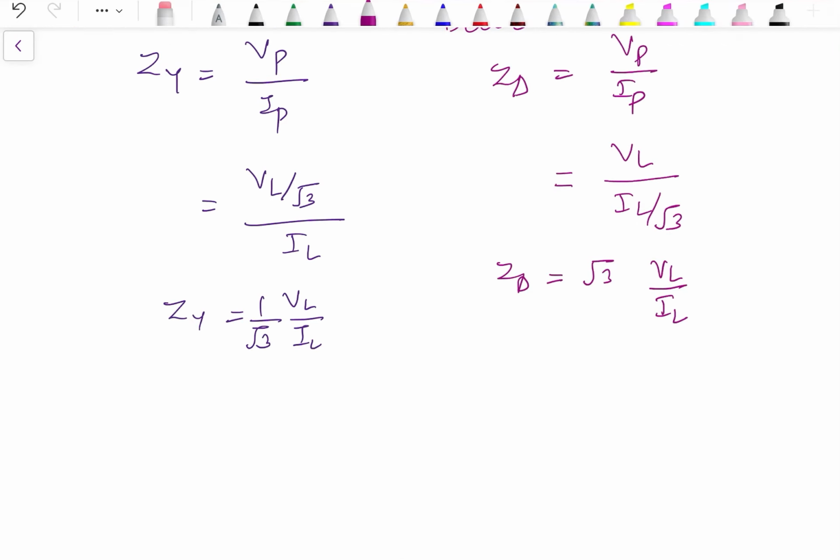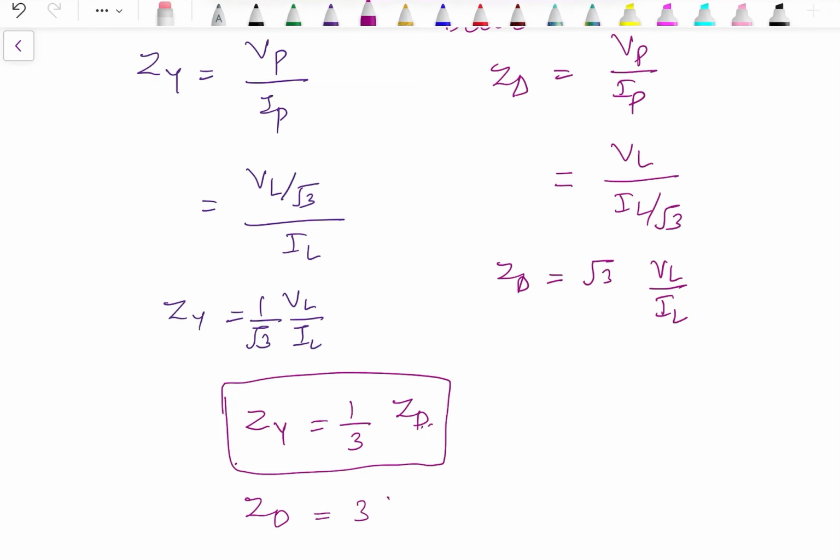Now if we compare them or take their ratio, we have Z star equals 1 by 3 Z delta. So if we need to change the impedance which was connected in star to delta, then Z delta is equal to 3 times ZY, that is the impedance in star.